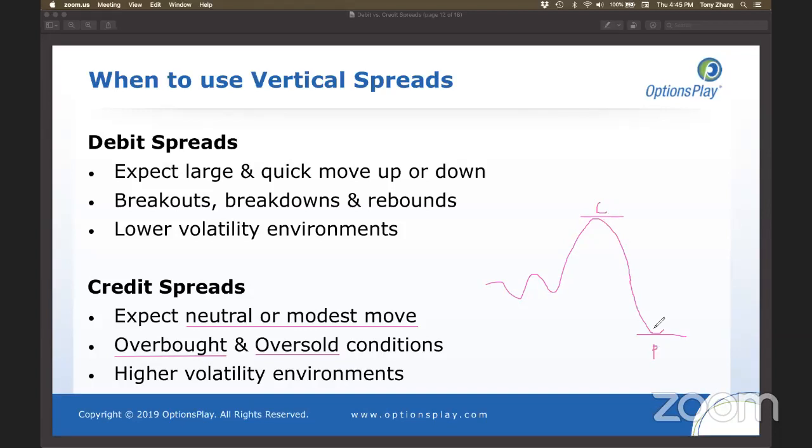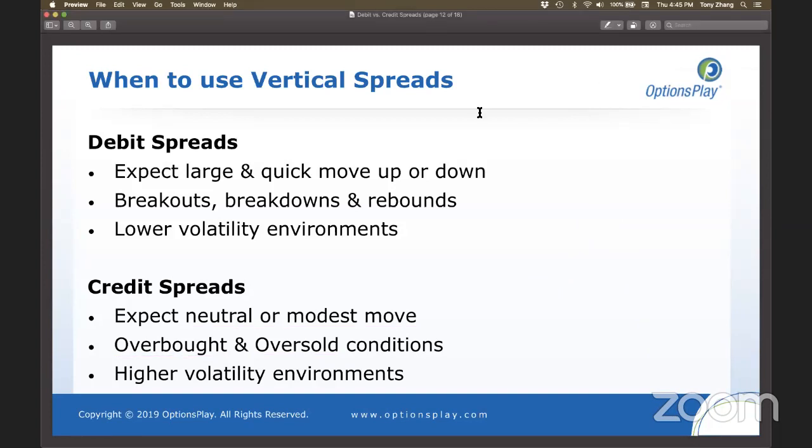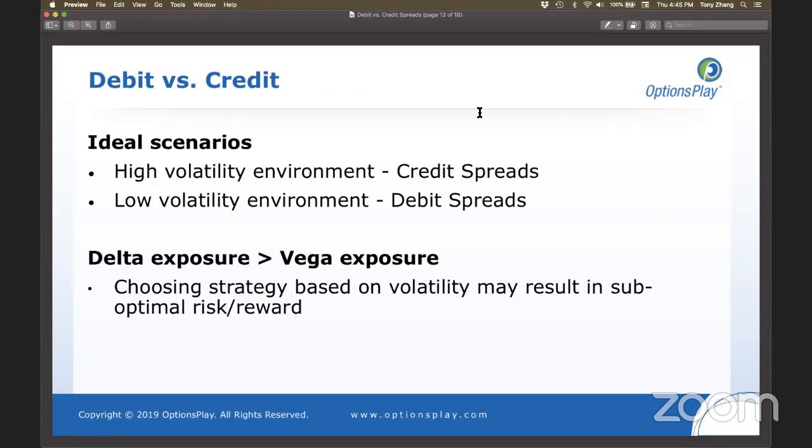So call credit spreads near the top, put credit spreads near the bottom. And lastly, credit spreads are better in higher volatility environments. But what I want to show you guys in the next slide is that that in itself should not be the primary reason as to why you trade this. Again, credit spreads are better in high volatility environments. Debit spreads are in low volatility environments.